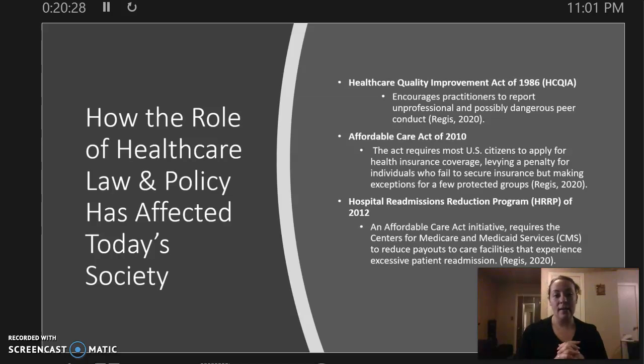The next act that I've listed is the Hospital Readmission Reduction Program, the HRRP, and that was in 2012. This has made hospitals take a closer look at readmission and how to compose an action plan to reduce them in order to obtain maximum reimbursement. Hospitals are going to really want that maximum reimbursement, so they are really trying hard, and I do believe that that increases the quality of patient care.